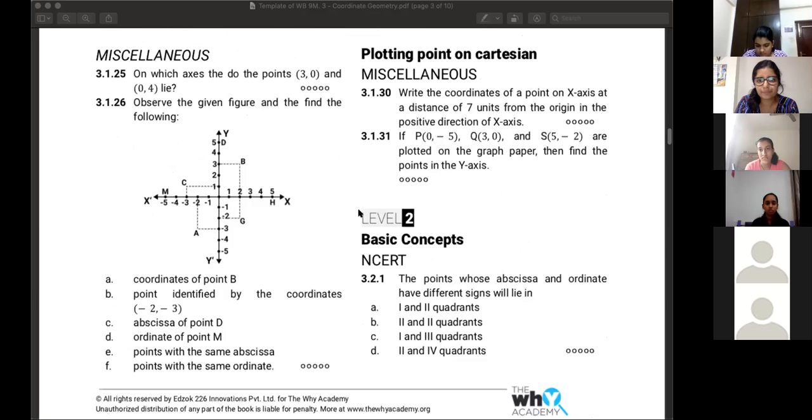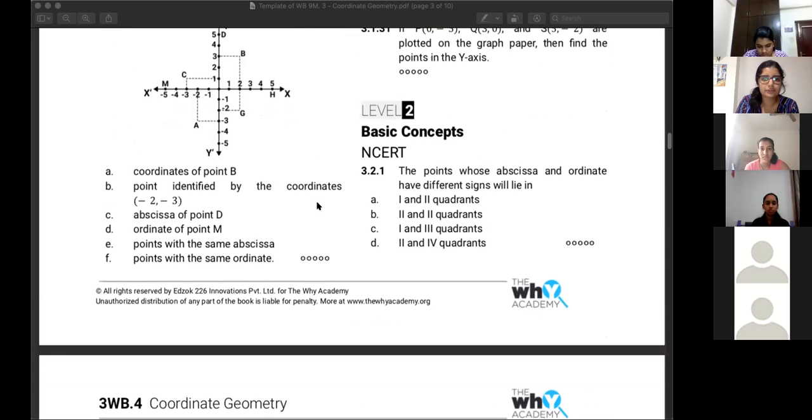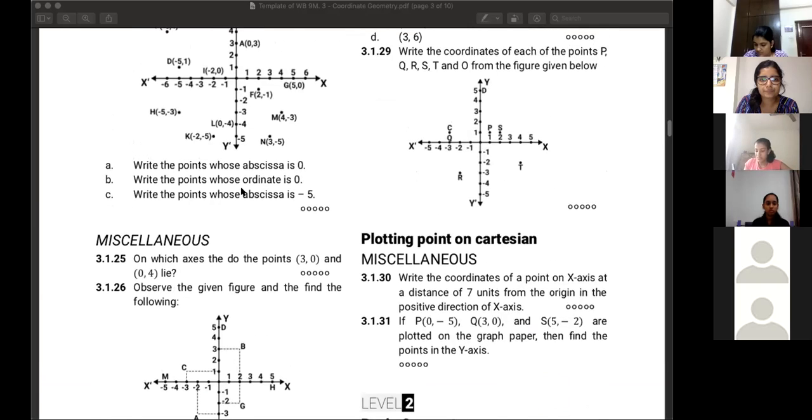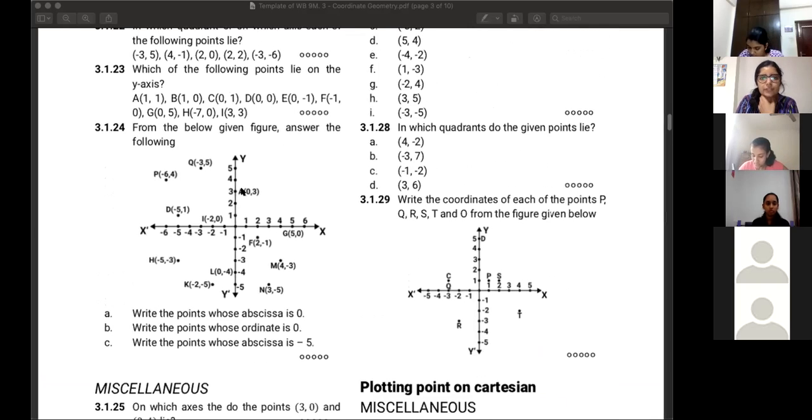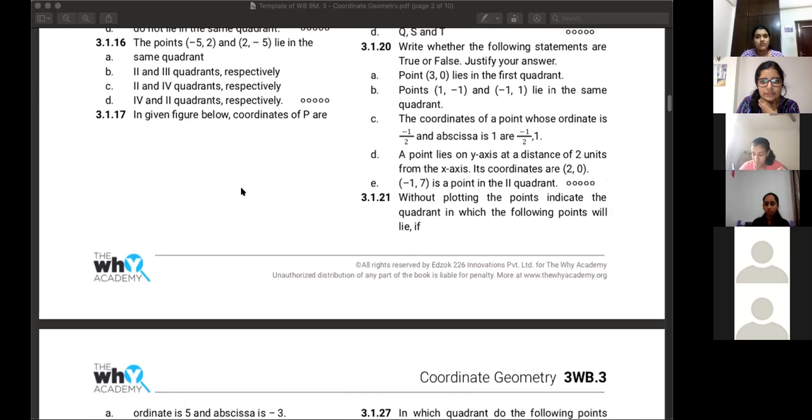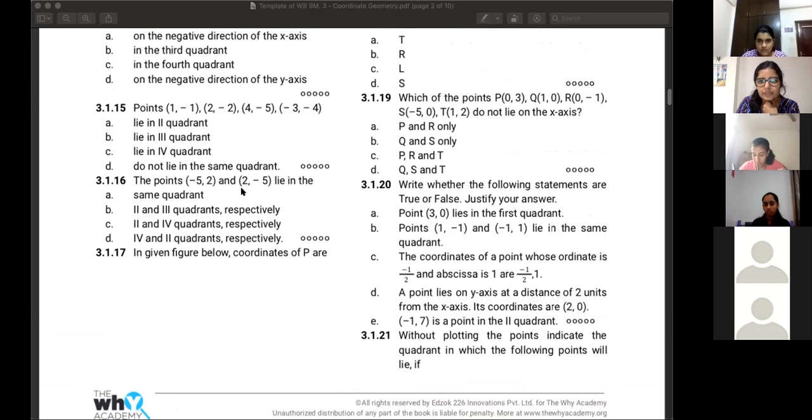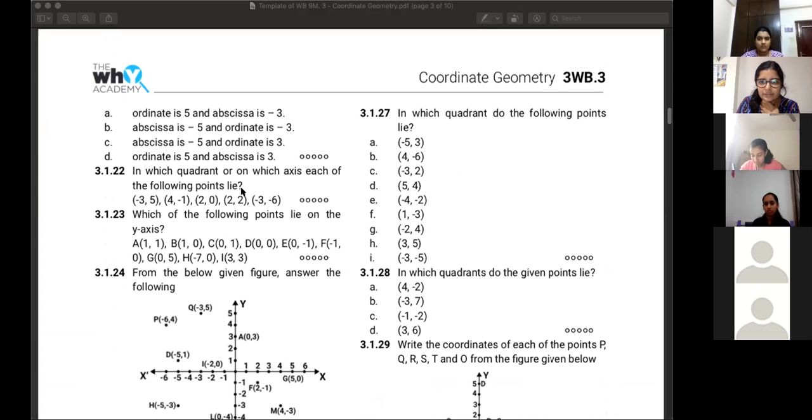So let's do level 2. Actually, before we get to level 2, let's practice things about ordinate and abscissa. Okay.